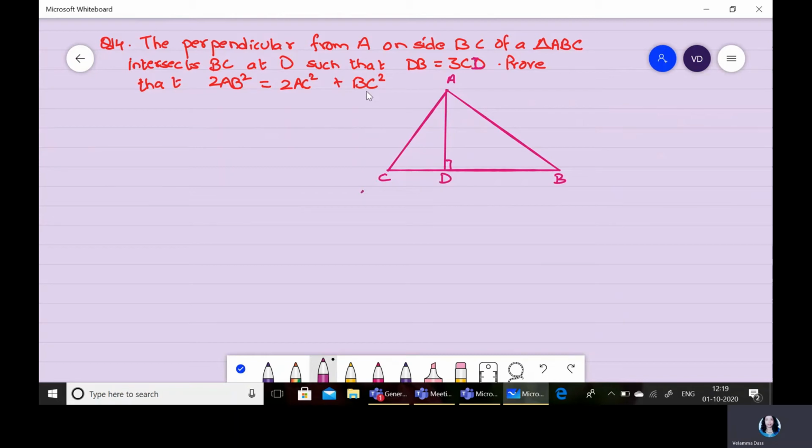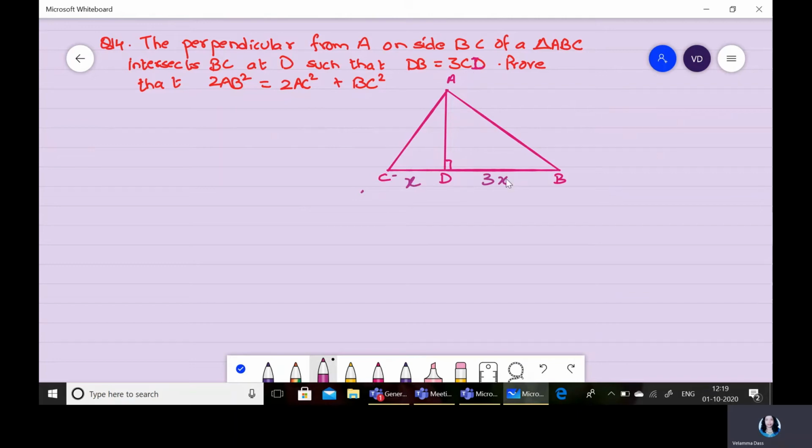Prove that 2AB square equals 2AC square plus BC square. So here it is given that a perpendicular is drawn from A on side BC of triangle ABC such that DB is thrice of CD. Prove that 2AB square equals 2AC square plus BC square. So let's analyze here. Given is that DB is thrice of CD. So can I assume this as X? If CD is X, I can get this as 3X.